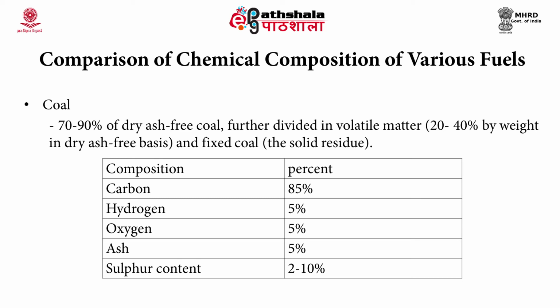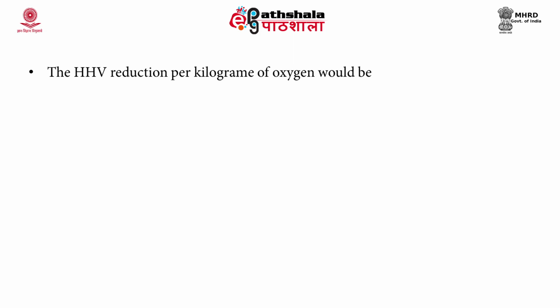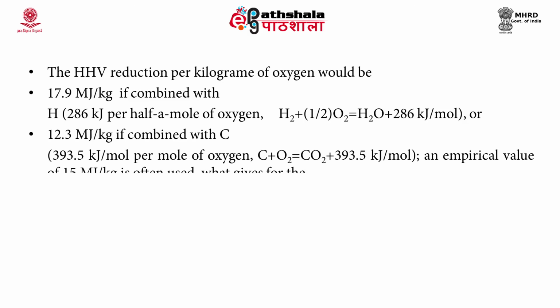So, the carbon content in this coal ranges from 80 to 90% by weight. The hydrogen content in the coal ranges from 5 to 6% by weight, oxygen 1 to 10% by weight. Now, the oxygen present decreases the theoretical air required for the complete combustion of fuel and its heating value. The high heating value reduction per kilogram of oxygen is around 17.9 megajoule per kilogram if combined with hydrogen, or 12.3 megajoule per kilogram if combined with carbon.